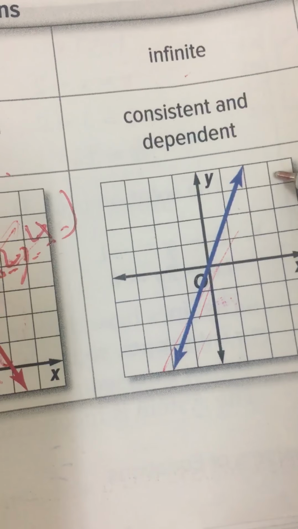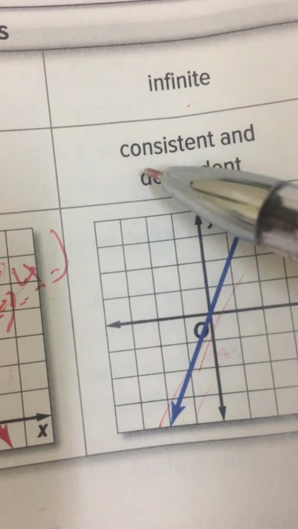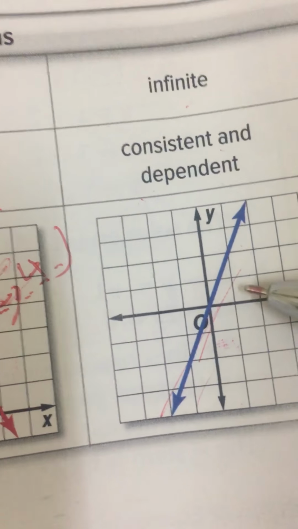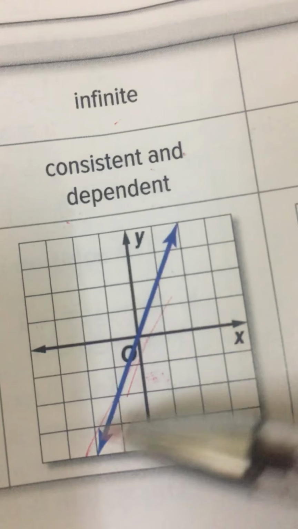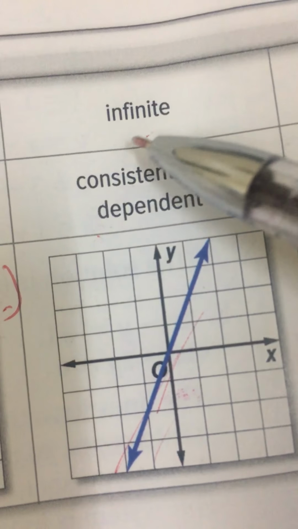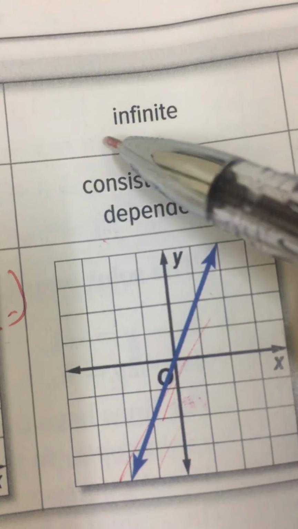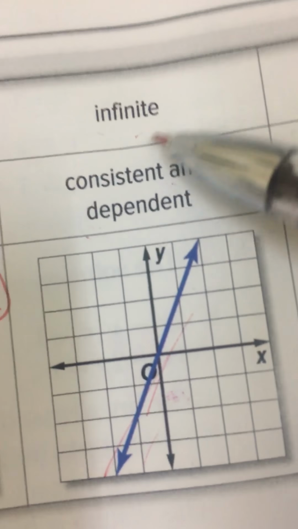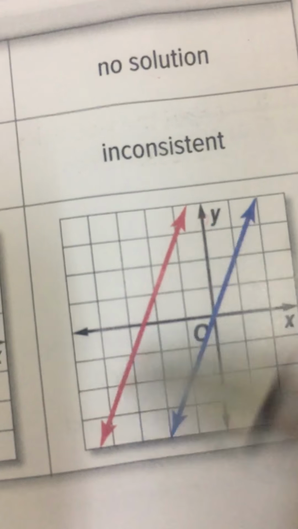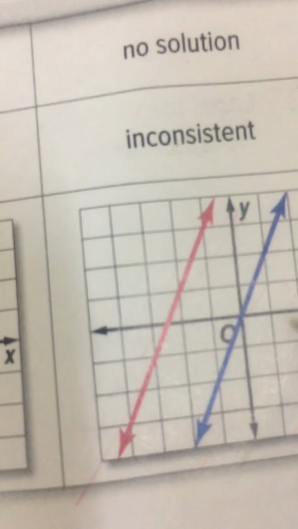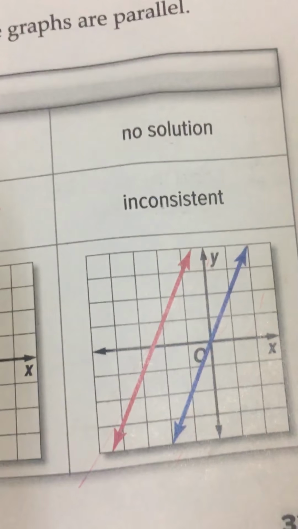An infinite number of solutions, a lot of solutions, many solutions. Remember, consistent and dependent. Consistent and dependent means an infinite number of solutions. And no solutions, because of parallel lines: inconsistent. Remember, this graph is inconsistent.